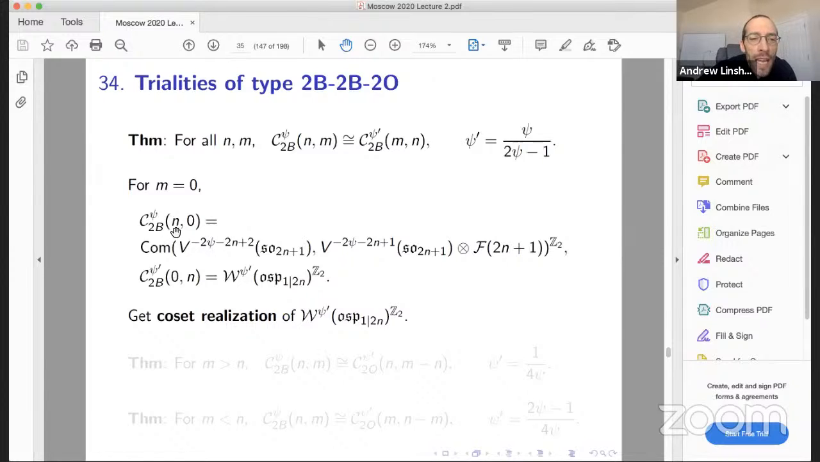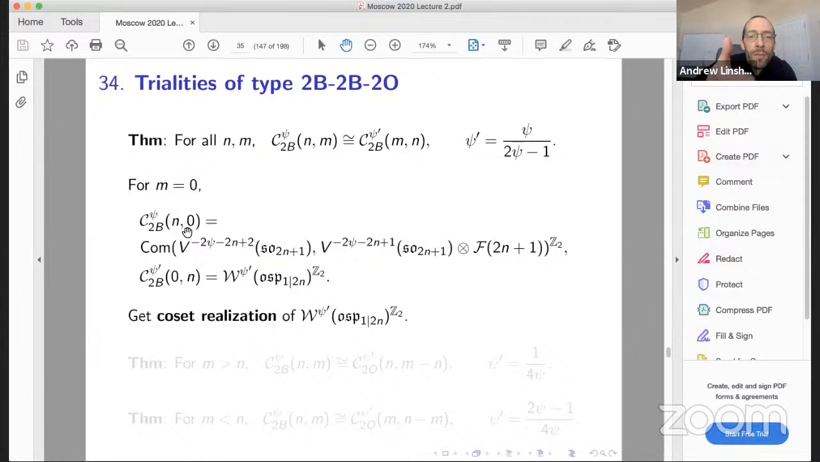So C Xi 2B N0. So N0 is the case where I take M to be 0. Okay, that's the case where the part that should have had the principal nilpotent goes away. So instead of defining the W algebra in this case, what I do is I take affine SO2n plus 1, and then I tensor it with 2n plus 1 free fermions. And remember the 2n plus 1 free fermions has an action of level 1 SO2n plus 1. So there's a total action of level minus 2 xi minus 2n plus 2 SO2n plus 1, and I take the diagonal coset. That's the thing that should play the role of C xi 2b n 0.